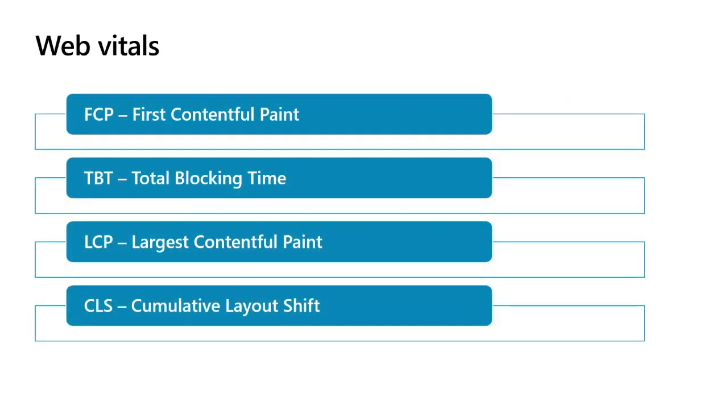Next important topic we want to talk about is Web Vitals. There are 4 different components that we monitor when it comes to Web Vitals. Number 1 is FCP, which stands for First Contentful Paint. This metric measures the time from when the page starts loading to when any part of the page content is rendered on the screen. For this metric, the content refers to any text, images, elements, or non-white elements.